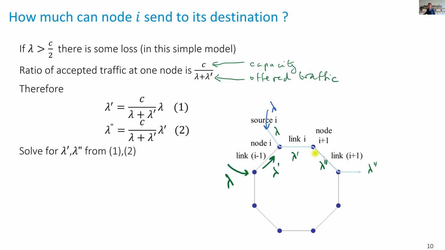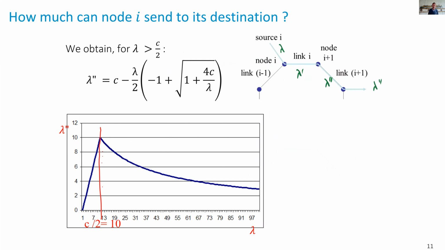At the second hop of a flow, I have the same thing. What wants to go into the second hop is lambda prime plus also another lambda of node i plus 1. So lambda second is equal to lambda prime multiplied by the same ratio here. So I have 2 equations. Lambda is my input. It's something that is given. I have 2 unknowns, lambda prime and lambda second, so I can compute them. 2 equations, 2 unknowns. There's some hope that that can be computed. That can be done. We obtain a quadratic equation that we can solve.